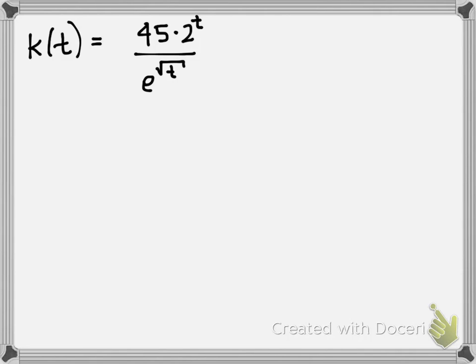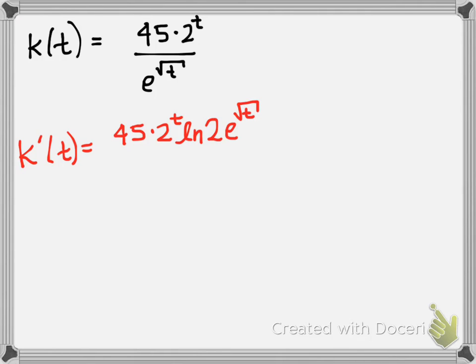Okay, so here goes. We're going to use a quotient rule to figure out what the derivative is, because the fundamental operation, the very last one occurring, is that division, so we use a quotient rule. So to use the quotient rule, we take the derivative of the numerator, which is going to be 45 times 2 to the t natural log of 2, times the denominator, e to the square root of t, minus the numerator, 45 times 2 to the t, times the derivative of the denominator.